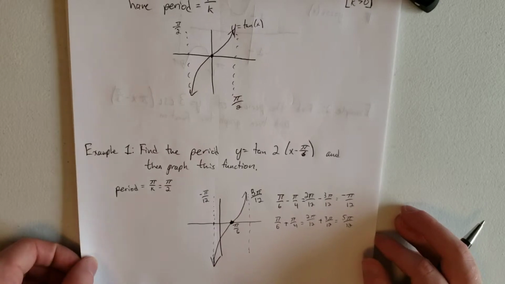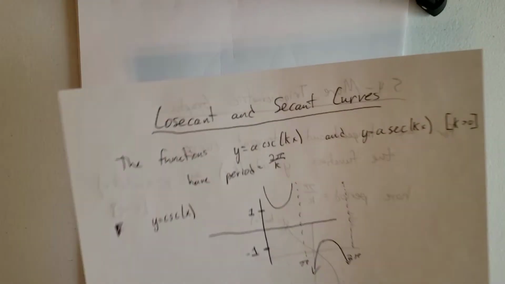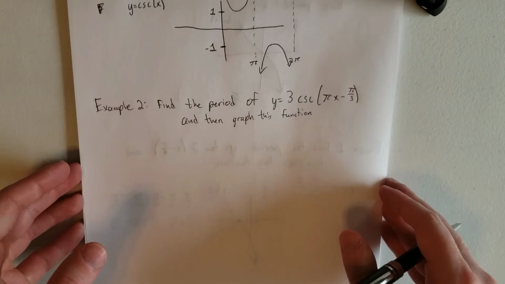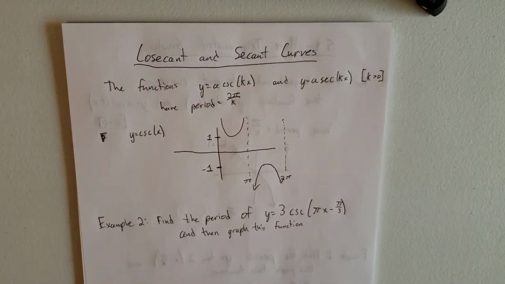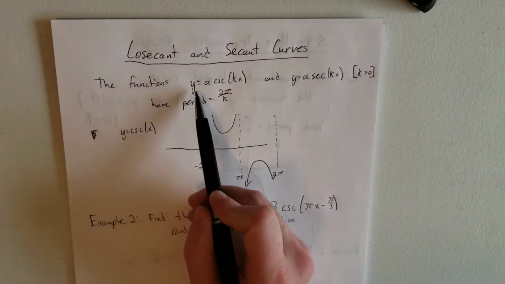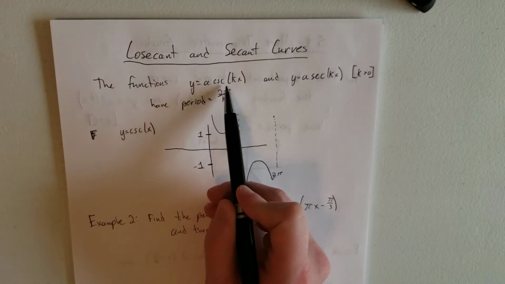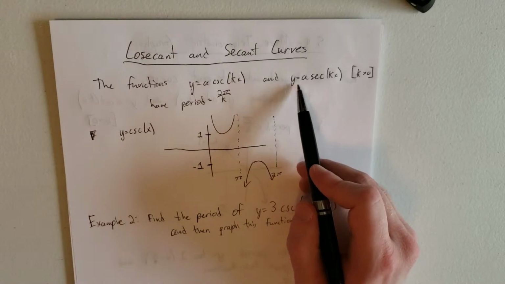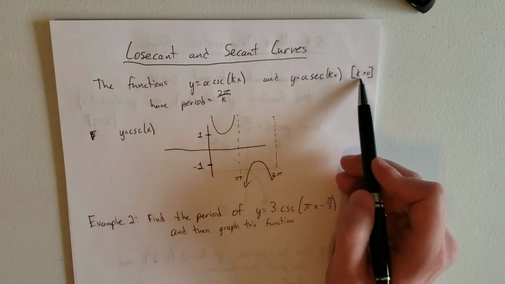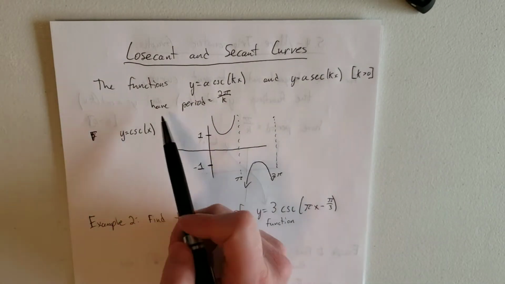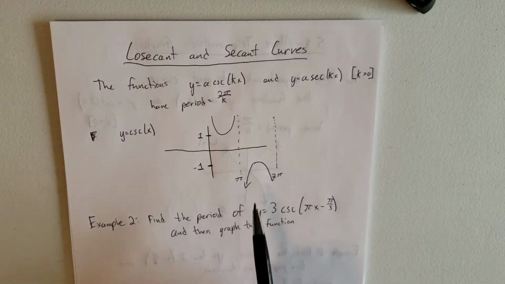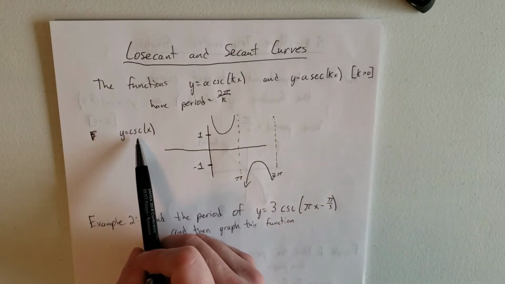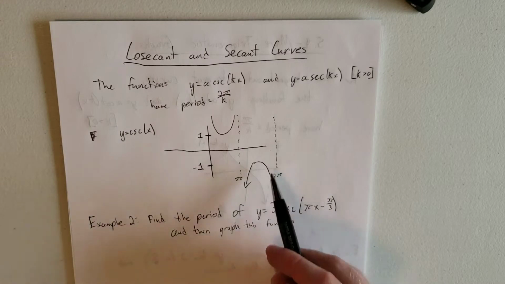We'll move on and do an example related to cosecant and secant. But the first thing I want to do is just talk about those functions. So the function y equals a times cosecant of kx, and the function y equals a times secant of kx, where again k is greater than 0. These have period 2 pi over k, so it's the same formula for cosine and sine. I've drawn an example of the y equals cosecant of x function here.